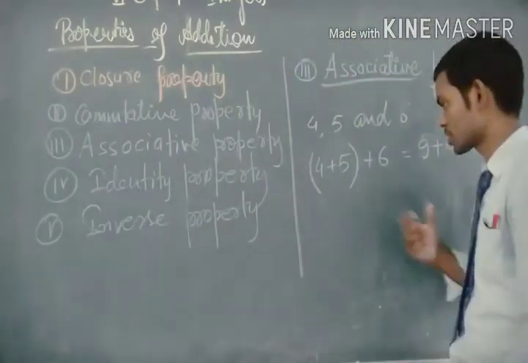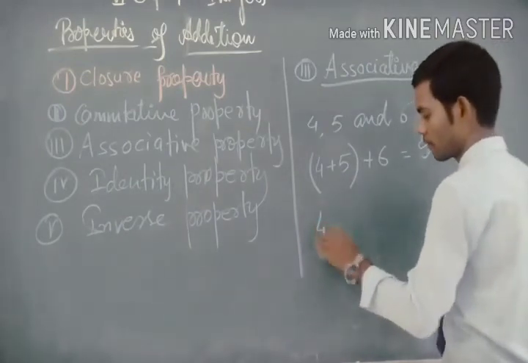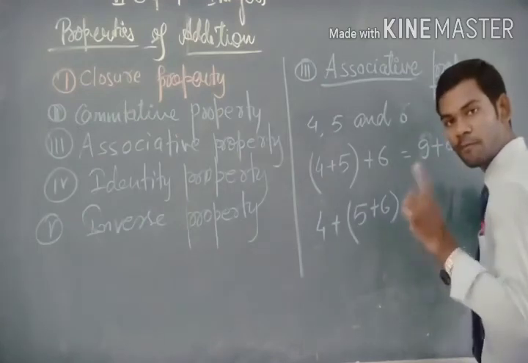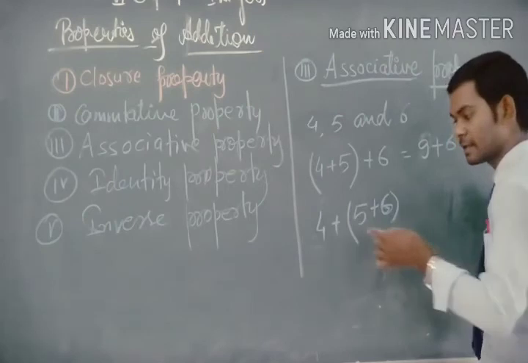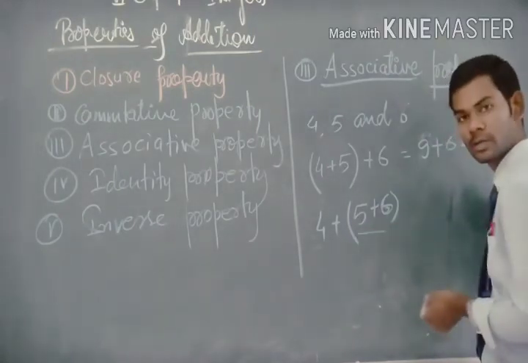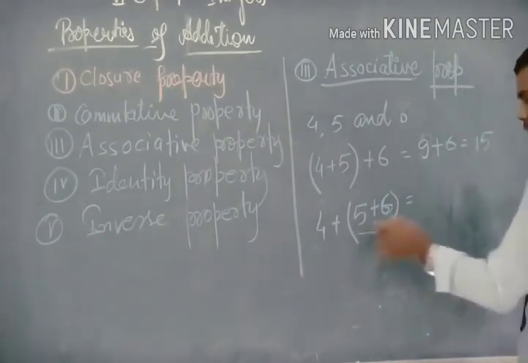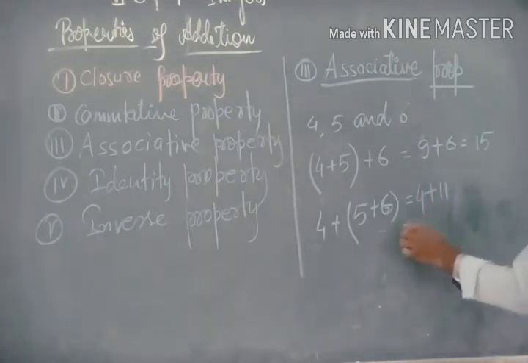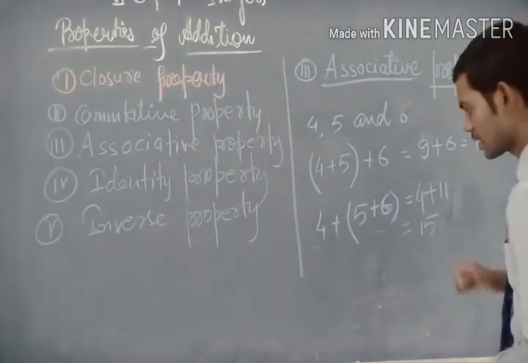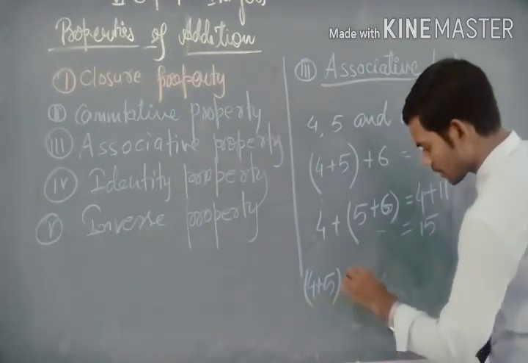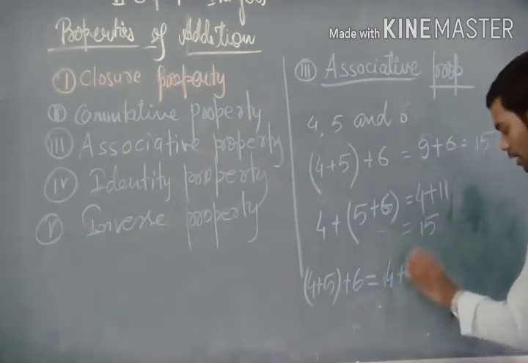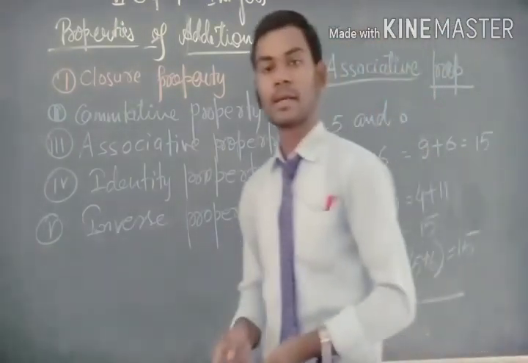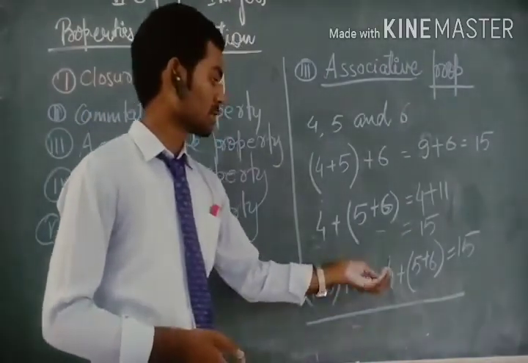Now let's change the method of summation. In the next step we write 4 plus (5 plus 6), which means that in the first step we add the last two digits, and then we add the first digit to the sum of the last two digits. Let's see what answer comes here. We just write the 4 as it is and add the numbers in the bracket. We get 11, and this will equal 15 once again. So we can say that (4 plus 5) plus 6 will equal 4 plus (5 plus 6), and both are equal to 15. So it is once again proved that integers satisfy the associative property.